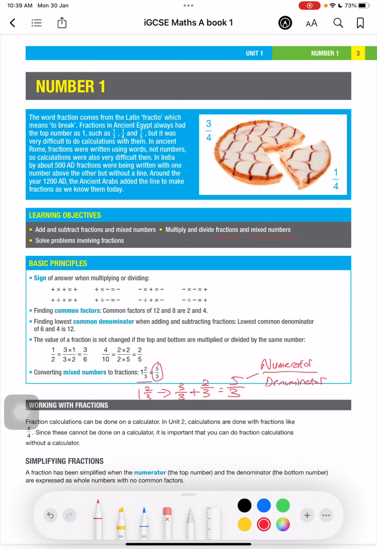Likewise, if you were to convert it back, from an improper fraction to a mixed number, you will see what the number is, get the whole out of it, and whatever remaining will be the fraction. So for example, in this case we have 5/3.